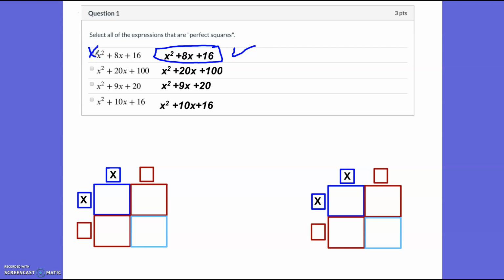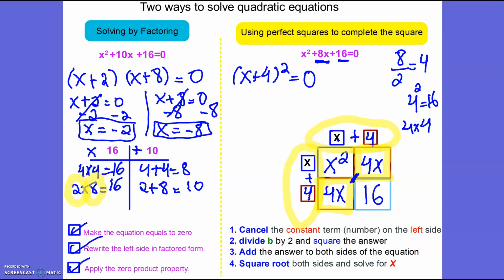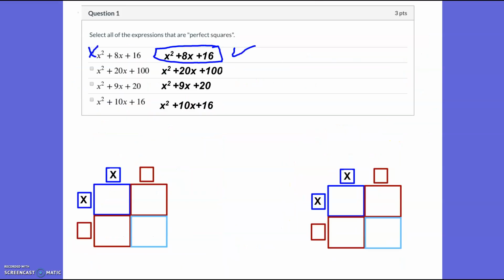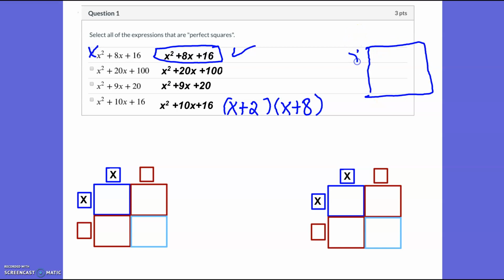We also worked on x squared plus 10x plus 16. This is not a perfect square because we just found the factors for this equation, which are x plus 2 and x plus 8. So we know that this is not a perfect square because the two sides of the square are different.